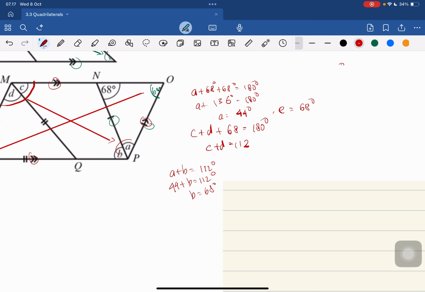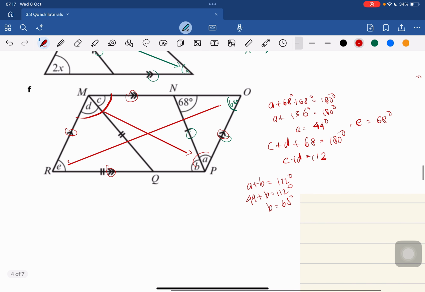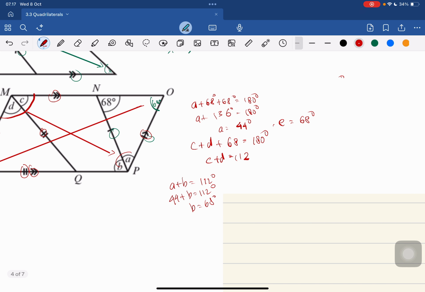So now let's find C and D. Look at it. Since this is isosceles, the base angles are equal, E and D are equal. If E equals 68, then D also equals 68. So if D equals 68, we can write C plus 68 equals 112 degrees. So C equals 44 degrees. So we got A equal to 44 degrees, B equal to 68 degrees, C equal to 44 degrees, and D equal to E equal to 68 degrees.